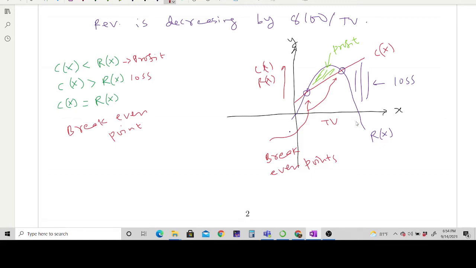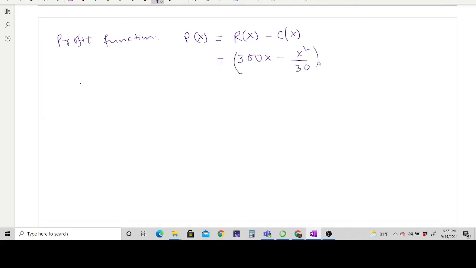Okay, now let's look at the profit function. How do we find the profit function from the given example? The profit function P of x, profit equals total revenue minus total cost. We derived the revenue function in the previous problem, which is 300x minus x squared over 30, and minus the cost function, which is given as 150,000 plus 30x.